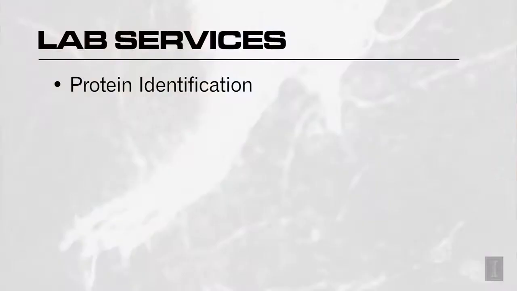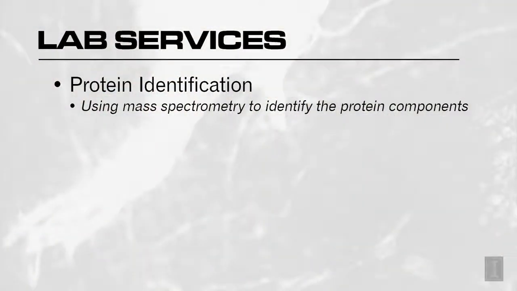The first and the most sought after technique that we do is called protein identification. Chemists and biologists often work on fractions and samples, but not knowing the different components they have inside their sample. So using mass spectrometry, we can identify the different protein components and tell them what players they have present in their sample. So that's the first one, protein identification.